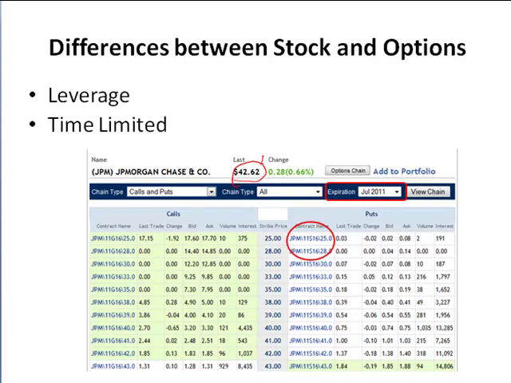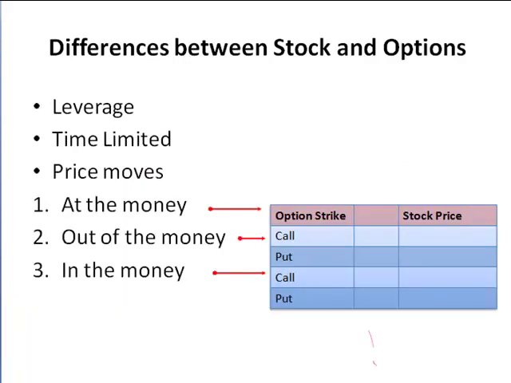So you just have to be aware that they do have an expiration date to them, whereas stocks, you could have them forever if you wanted to. Another difference between stocks and options is price movement. Now the price movement of an option does go up and down based upon the price of the stock, but to a smaller degree, not quite as much.